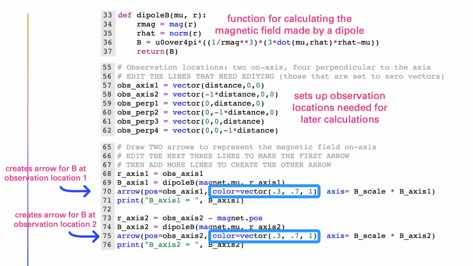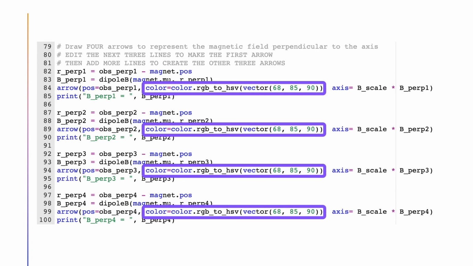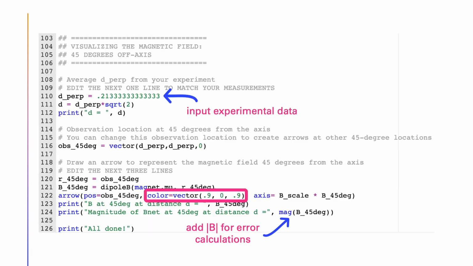I've pointed out the lines that create the arrow for the magnetic field at those observation locations, and these are going to be the light blue arrows in the output. And here we have basically the same thing as this last part, except these are the perpendicular ones, and these are going to be the purple arrows.